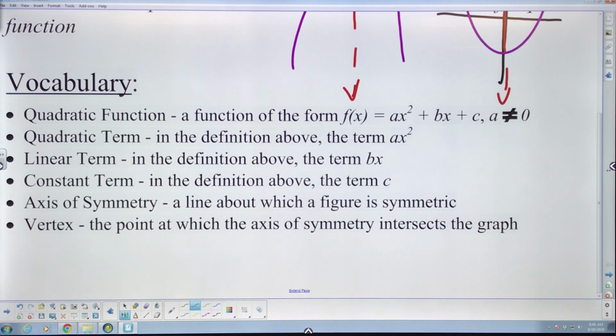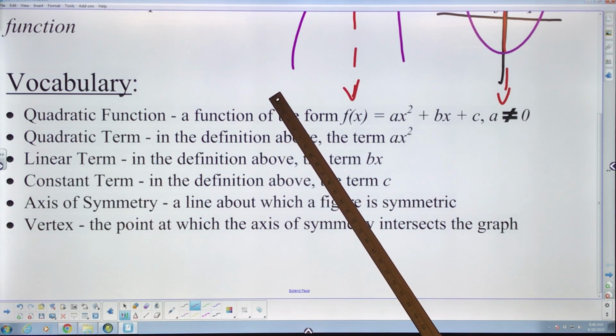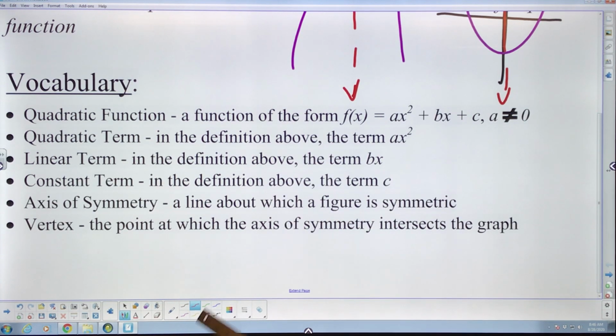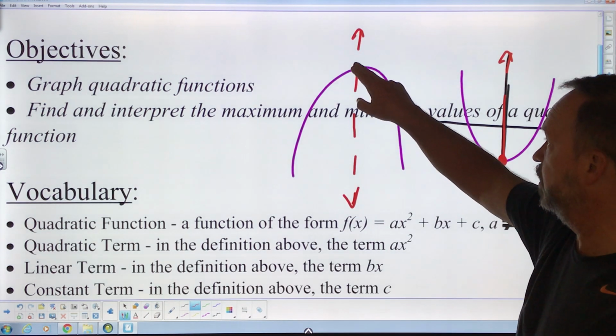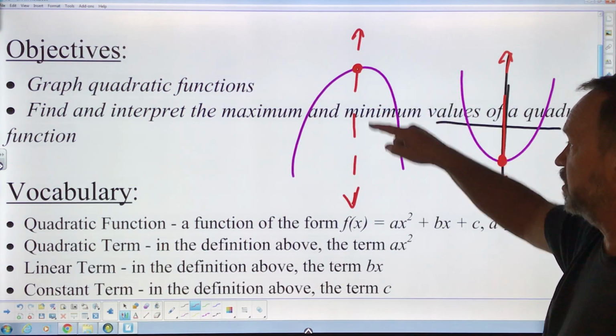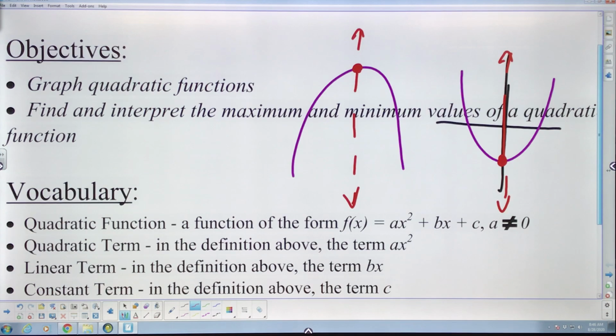And then the vertex is that point where we find our maximum and minimum we talked about earlier. And it is the place either here on the axis of symmetry, right at the bottom of the parabola, or here on the axis of symmetry, right at the top of the parabola.